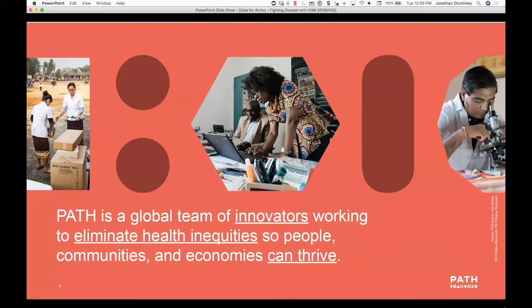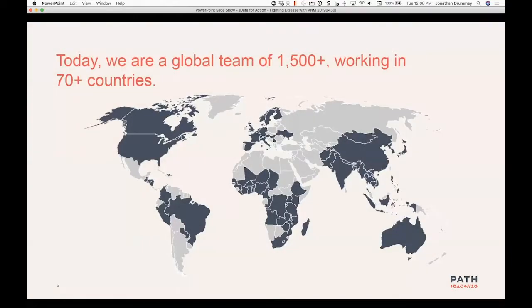So I'll talk about PATH a little bit. We are a global team primarily working in maternal and child health around the world. There's 1,500 of us or more in 70 different countries. I'm based here in the United States. Most of my work is with partners in sub-Saharan Africa and elsewhere in the world as needed.